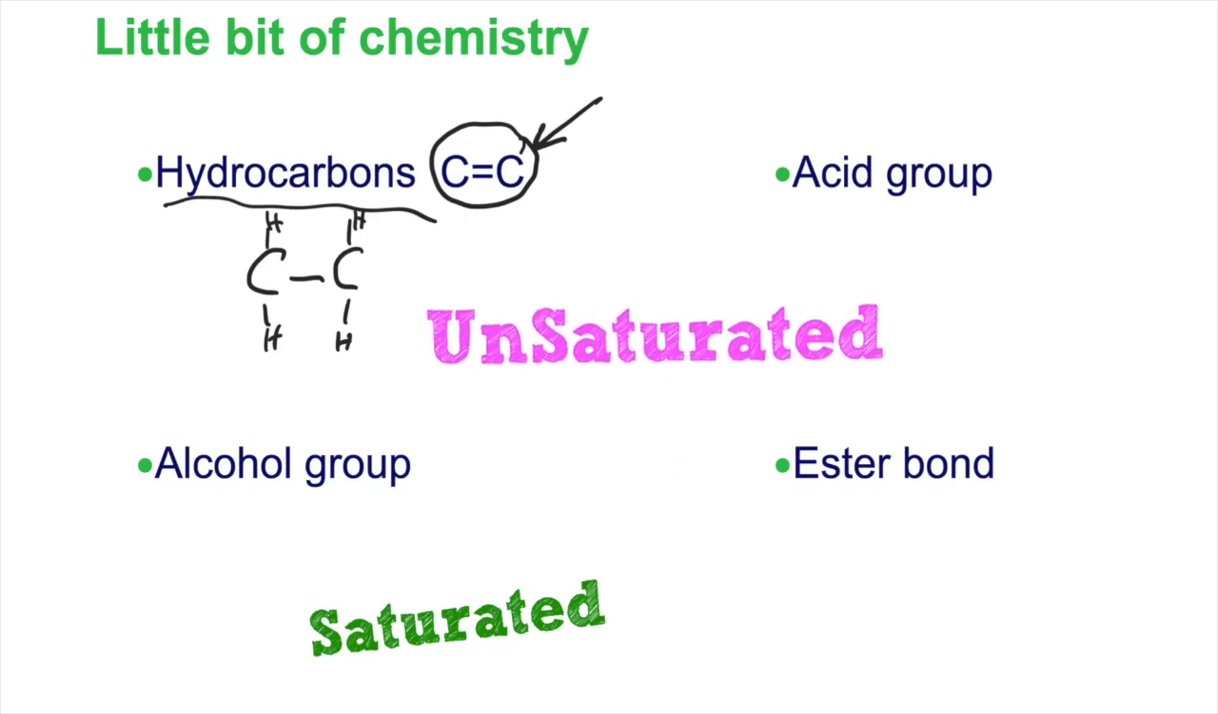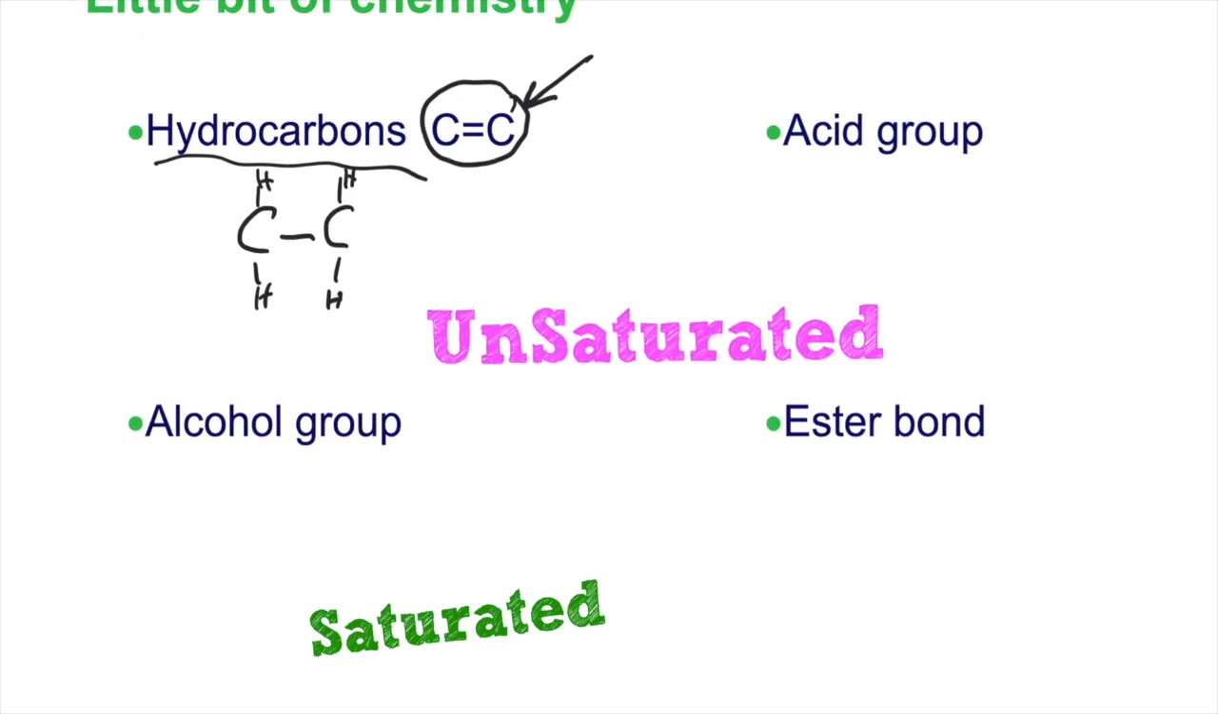Unsaturated hydrocarbons are the ones that actually have the carbon-carbon double bonds. So you could have a single double bond between the carbons, we still call it unsaturated, or you could have plenty of those carbon-carbon double bonds, we call it unsaturated. So unsaturated in general is any chain of hydrocarbons that contains a double bond.